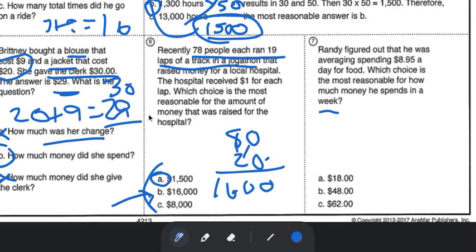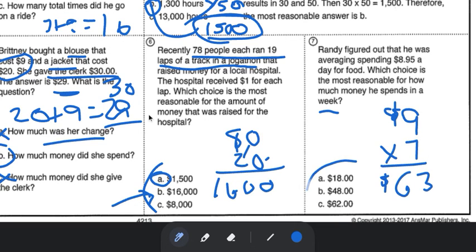Now, I bet some of you did this a little bit wrong. $8.95 rounds to 9. And then there are 7 days in a week. If he does about $9 a day for 7 days, there's no reason to round the 7 because it's already easy to multiply 9 times 7. He spends about $63 in a week. Which one of these answers is closest to 63? $62 right there.